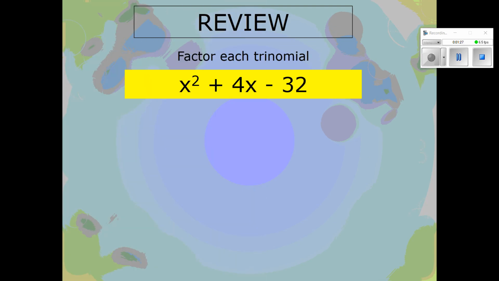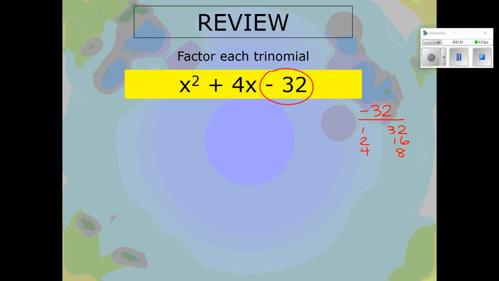We've also been factoring with a trinomial where the leading coefficient is 1. We have our invisible 1 there. And we were learning to do reverse FOIL with that. If you remember, you look at the last term, which is negative 32, and you would find factor pairs for negative 32. So you have 1 and 32, 2 and 16, 4 and 8.